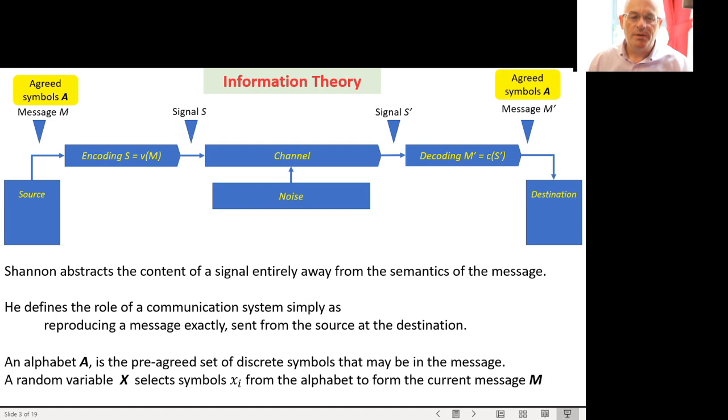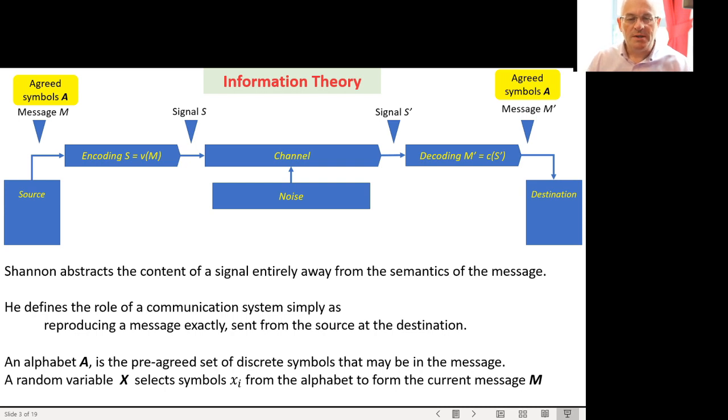This is an information theoretic pipeline. It models a source sending a message, M, through an encoder, through a channel, through a decoder, and arriving as a message, here M dashed, at the destination. That message at the destination, we will assume here, is intended to replicate the message being sent from the source.